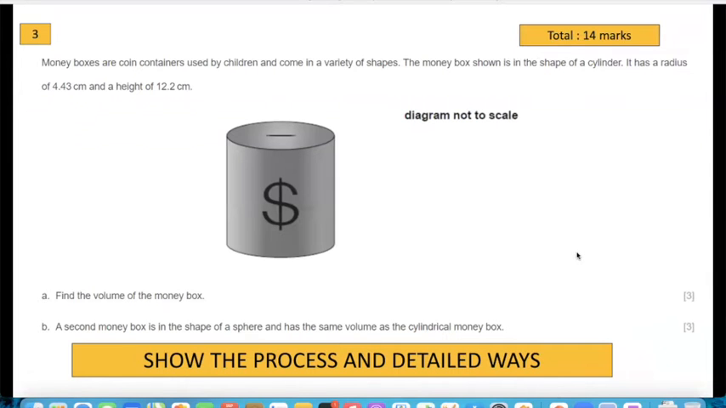Money boxes are coin containers used by children and come in a variety of shapes. The money box shown is in the shape of a cylinder. It has a radius of 4.43 centimeter, from here to here, and a height of 12.2 centimeter, from here to here. Find the volume of the box.